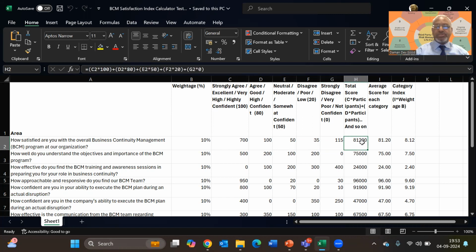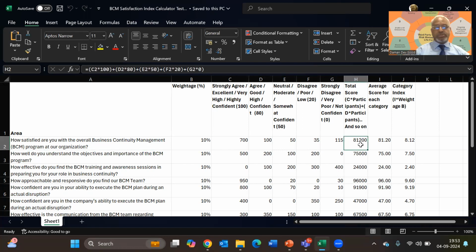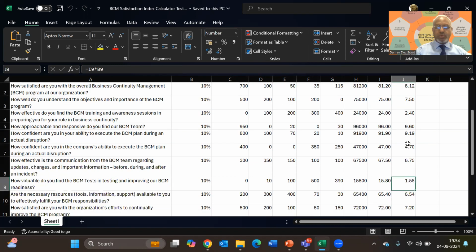So the calculation, the total score for this question comes out to be 81,200. So the average score for this particular category or question is 81.2, and then based on the weightage, the index is 8.12.